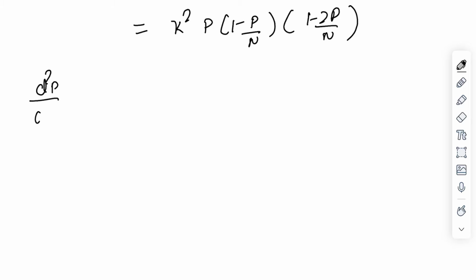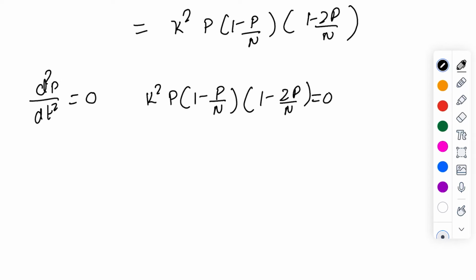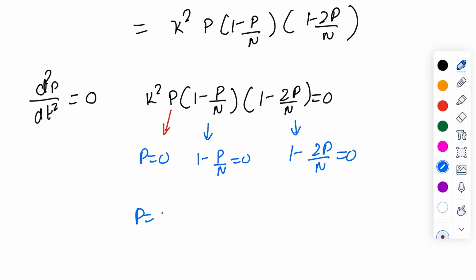d square p upon dt square should be equal to 0. Means k square p (1 minus p upon n)(1 minus 2p upon n) should be equal to 0. So either p equals 0, or 1 minus p upon n equals 0, or 1 minus 2p upon n equals 0. From here I get p equals n or p equals n upon 2. These are the three conditions.